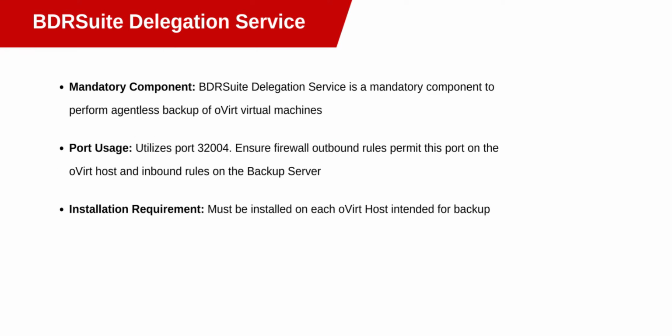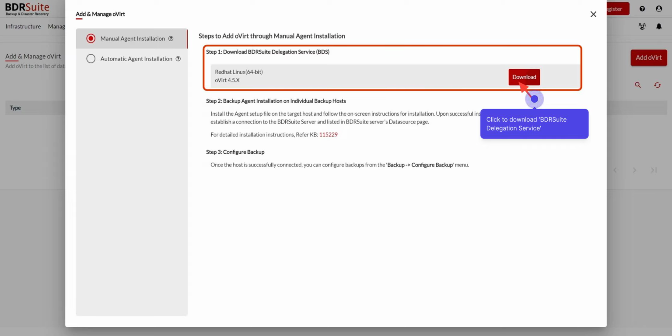BDRSuite Delegation Service is a mandatory component for oVirt backup, and you'll need to install it on each host you plan to backup. It operates on port 32004, so make sure your firewall's rules allow this port. Click the Download button and get the BDRSuite Delegation Service. Then copy BDS to the target oVirt host you want to backup.